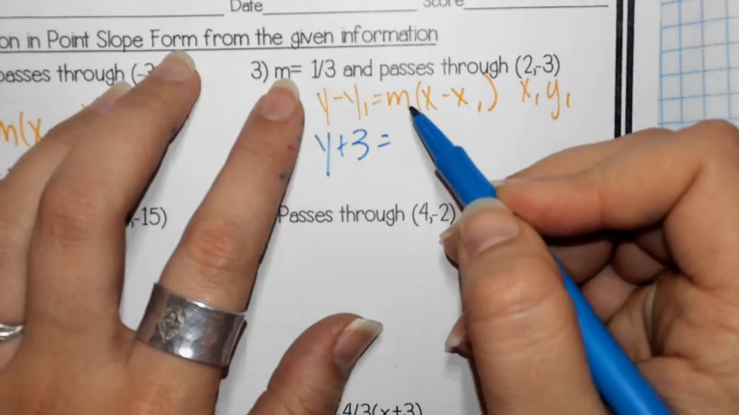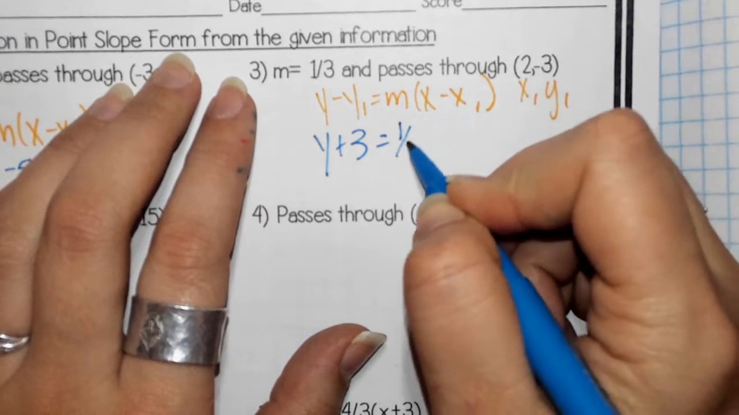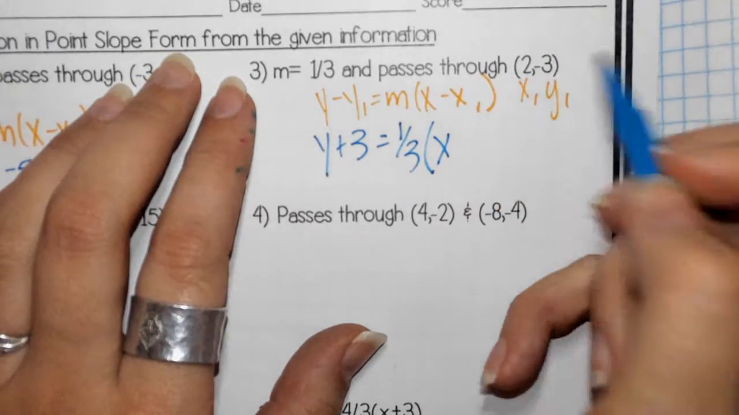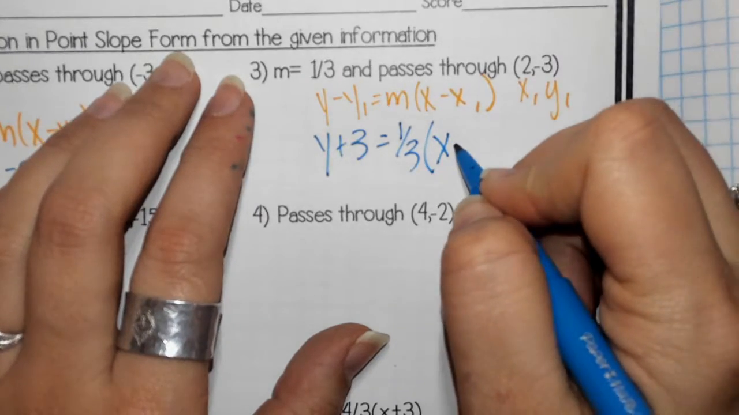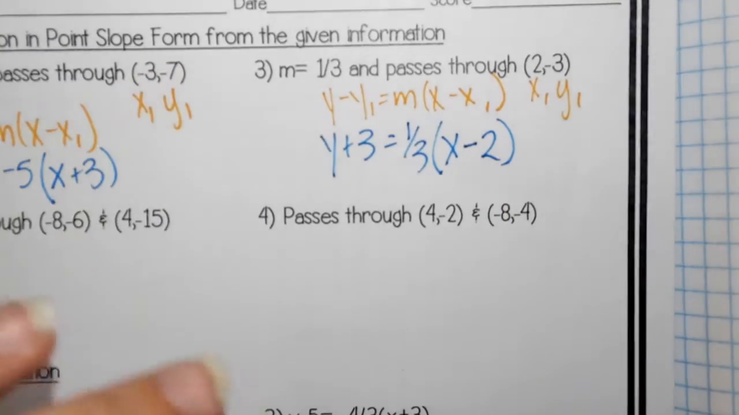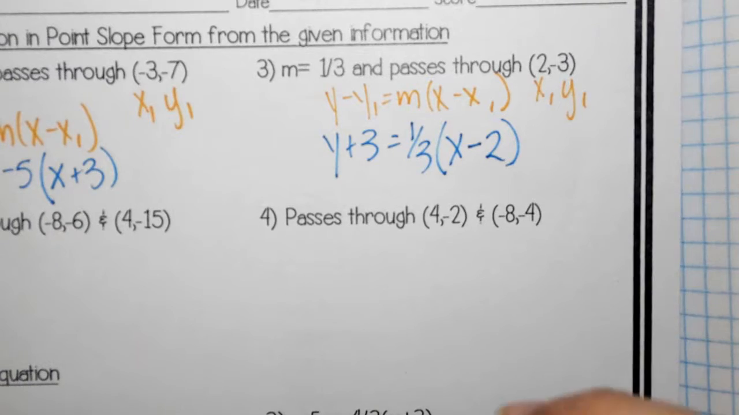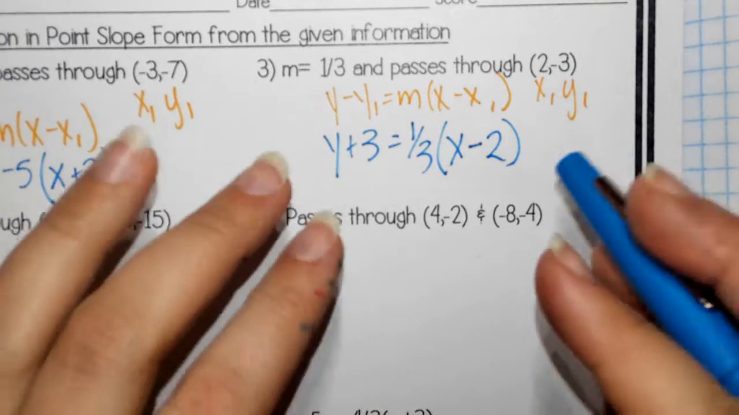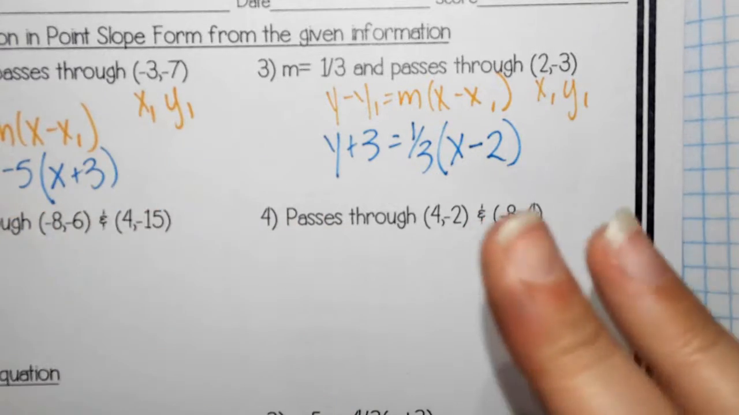All right, what's our slope this time? 1/3 times x. Now what's our x1? So minus 2, because it's positive, so you put minus 2. Did anybody get that one right? Awesome. Great job. If you didn't, fix it. Now's the time to fix it.